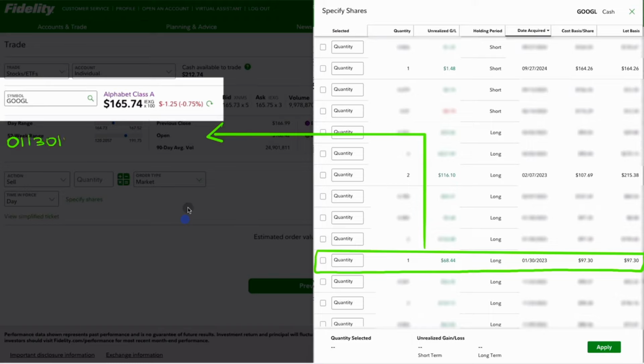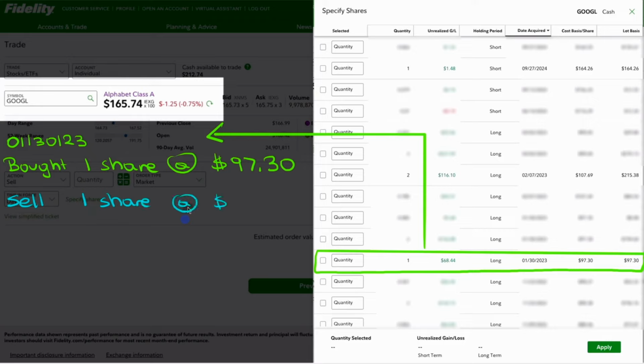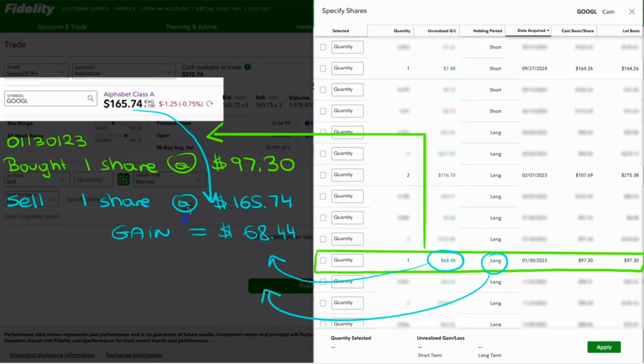On January 30th, 2023, I bought one share of Google stock at $97.30. If I sell that one share today at the current price of $165.74, I will have a gain of $68.44. This is considered a long-term capital gain because I held the stock for more than a year. It's also called an unrealized gain until I actually sell the stock.